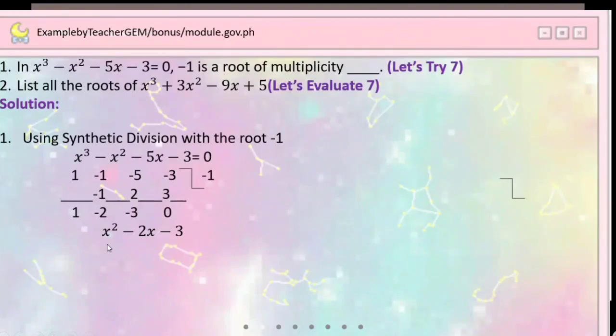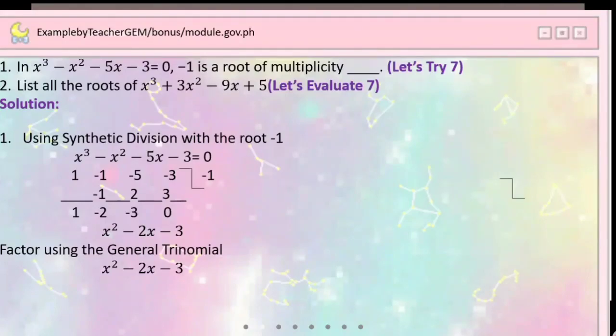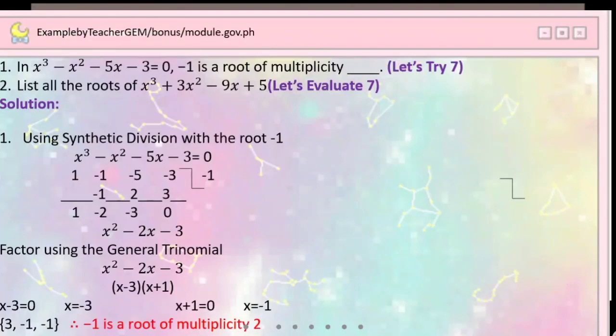So, when we write it, we have x raised to 2 minus 2x minus 3. We can use the general trinomial again. Think of numbers that when multiplied give negative 3 and when subtracted give negative 2. The factors are x minus 3 and x plus 1. How many times did negative 1 appear? 2 times. So, our roots are 3, negative 1, and negative 1. Therefore, negative 1 has a multiplicity of 2. So, which letter is this? Number 7, letter A, multiplicity of 2.